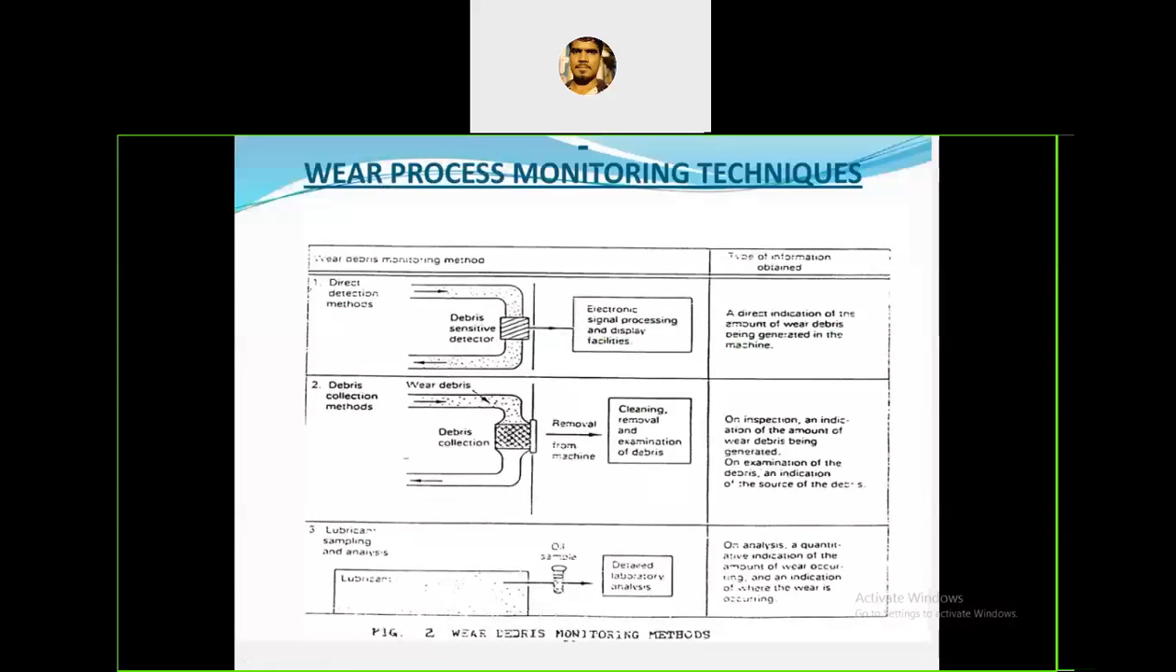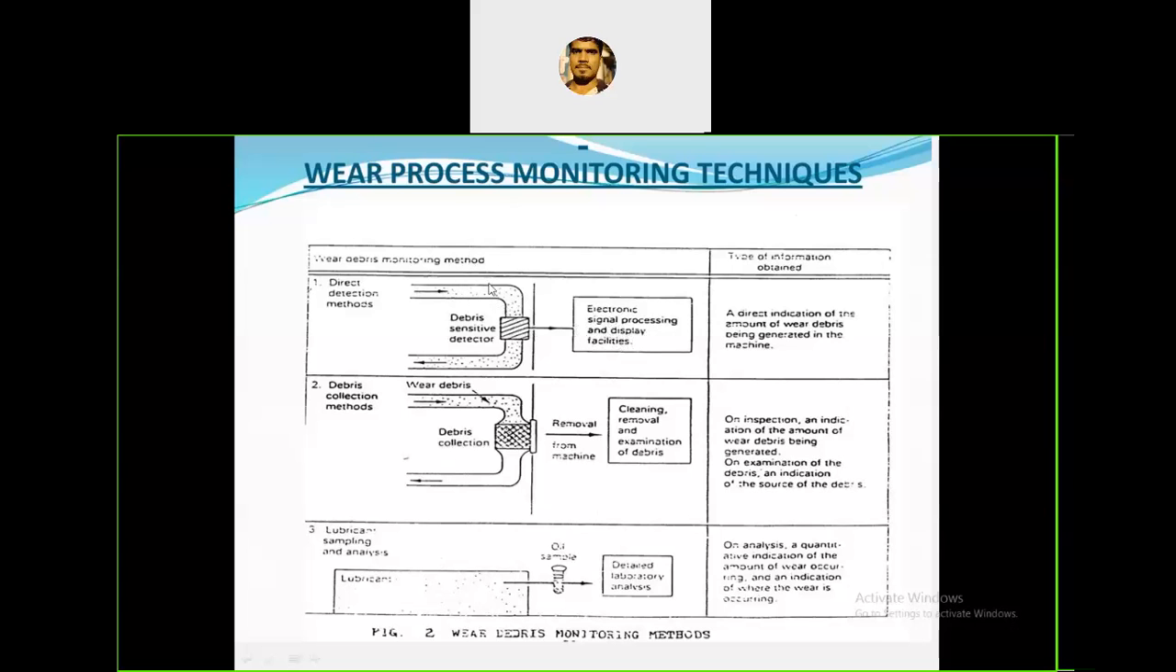Okay, and these are some of the examples where we can use it. See here, first, the debris monitoring methods. The first one is direct detection, where a debris-sensitive detector is placed in the electronic signal processing and display facility. For this, the device is attached and connected to the electronic signal processing and display facility, with sensors, and with the help of the display, we can control.